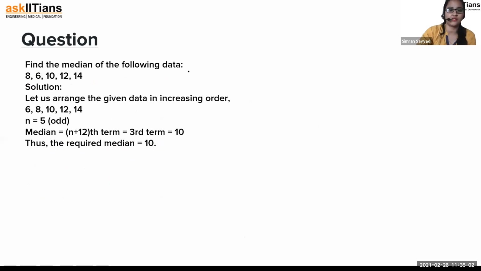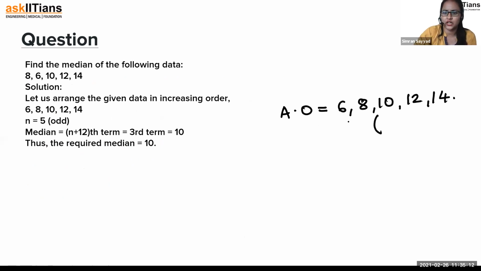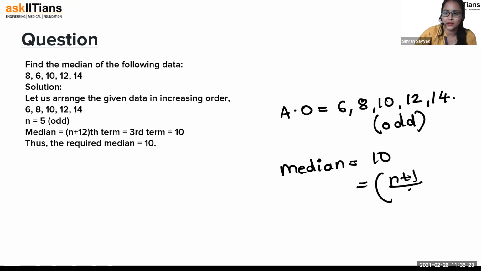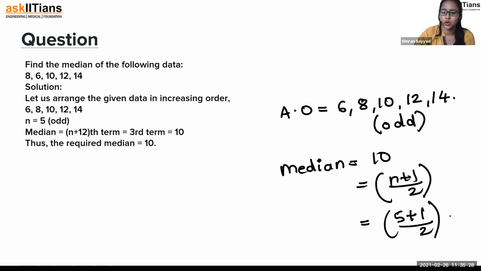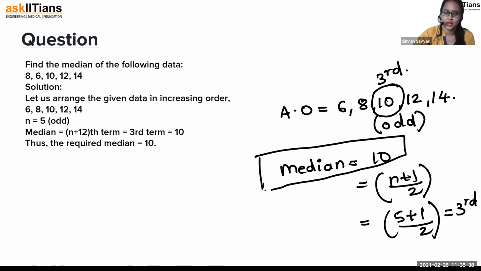So for the median, first of all, we have to arrange it in ascending order. So 6, 8, 10, 12, 14. Now you have to check whether it is even or odd. It is odd. So for odd, it is simply the middle term. So what is the middle term? 10. We can go by the formula also, N plus 1 by 2. So what is N? 5 plus 1 by 2, which is nothing but the third term. So which is your third term? 10 is your third term. So 10 is your median. Understood?